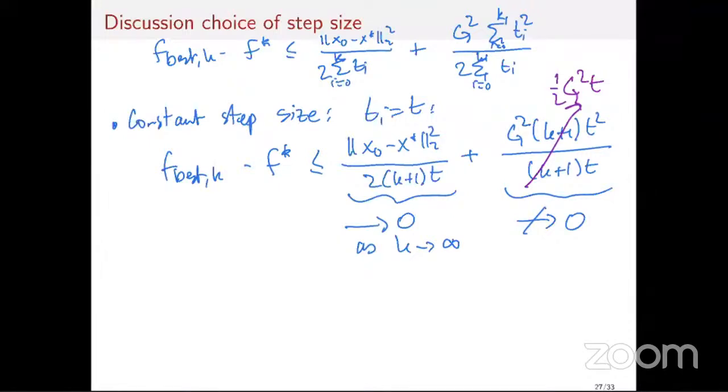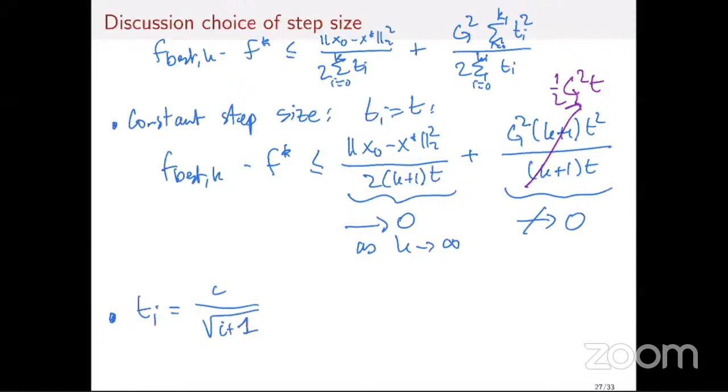Okay, so now let me talk about a different regime of choice of step sizes. A regime that is often considered: if you choose t_i to be some constant divided by the square root of i plus 1. This is typically the choice of step size that is used for this method.